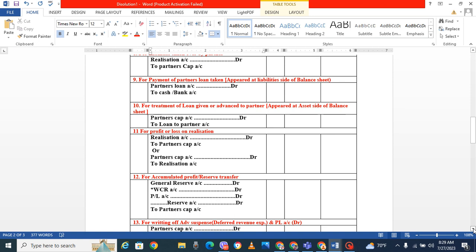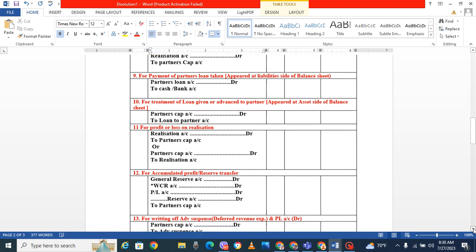So finally, we have to calculate the profit or loss on realization. If there is a profit, then we have to credit the partner's capital account, because profit increases the partner's capital, and vice versa. If there is a loss, then the partner's capital account should be debited and the realization account should be credited. So I think you are clear. For profit, realization to partner's capital, and for loss, partner's capital to realization.